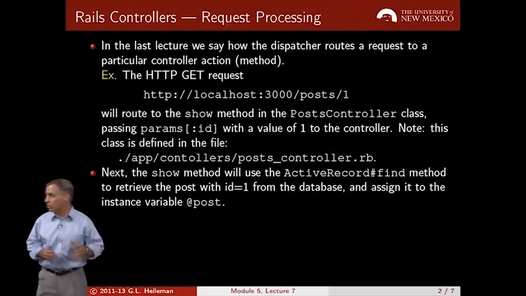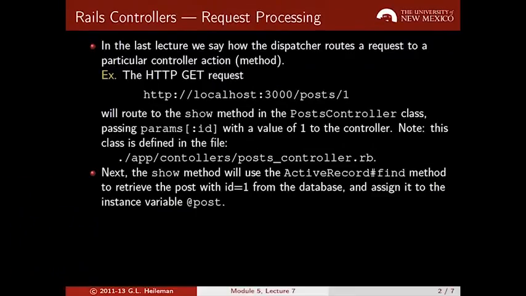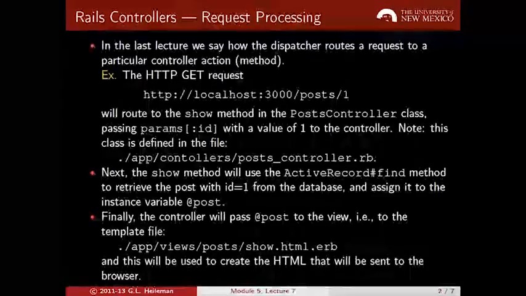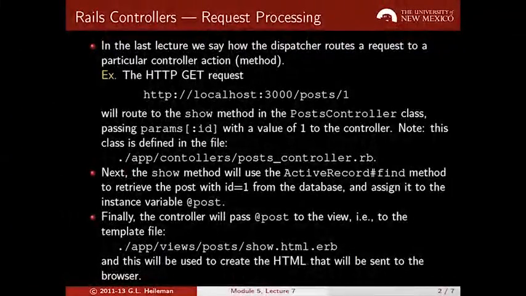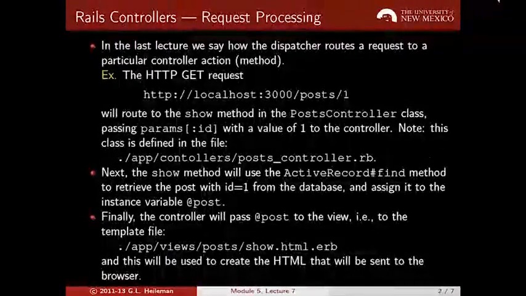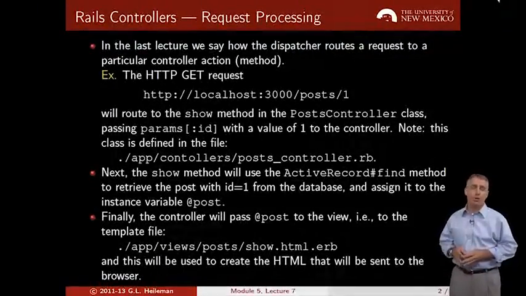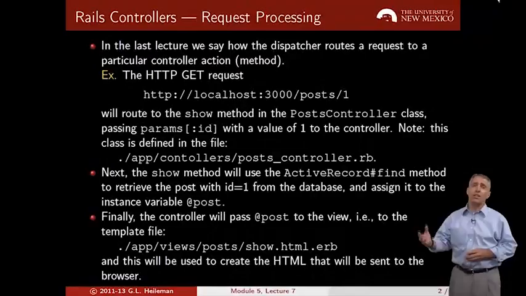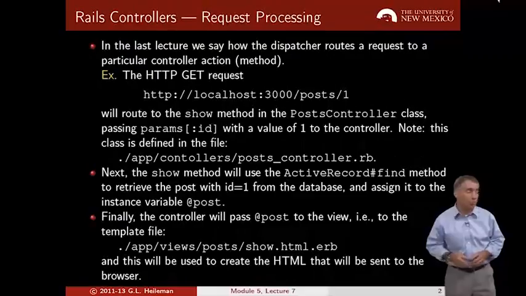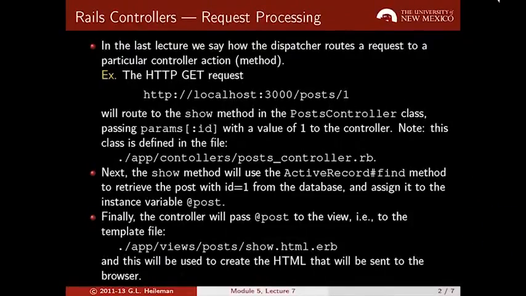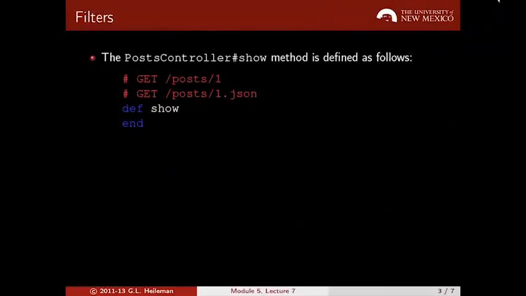So the @post variable is going to store the post that's returned from the request. And then finally, the controller is going to take the value that it extracted from the database, and it's going to provide it to show.html.erb. And that's under views/posts in your application. So what happens is, because the show method was invoked, it looks for a file called show.html.erb in order to render the appropriate HTML associated with that post. And then that's returned to the browser. So again, that's the overall process.